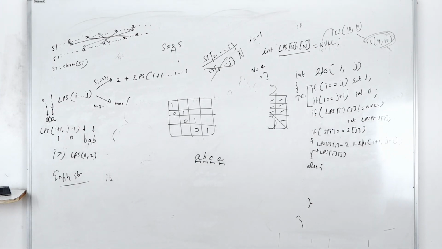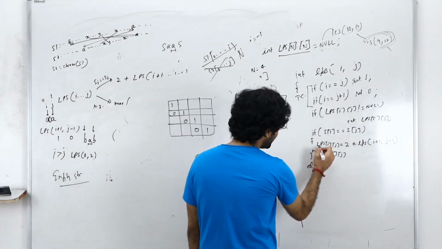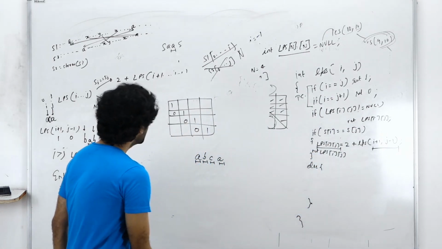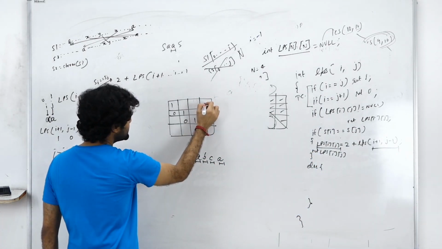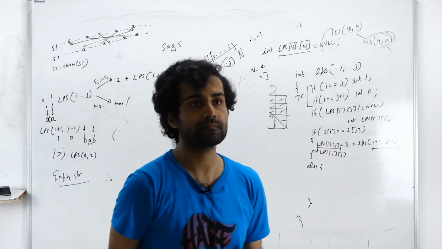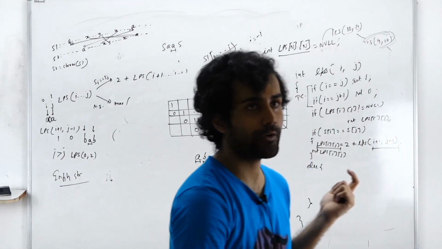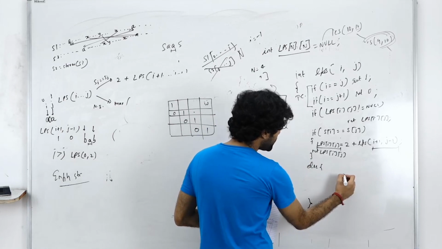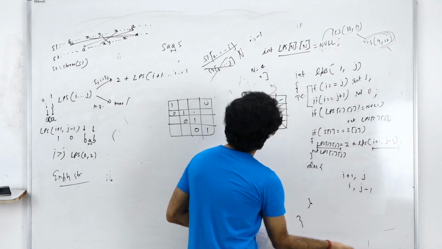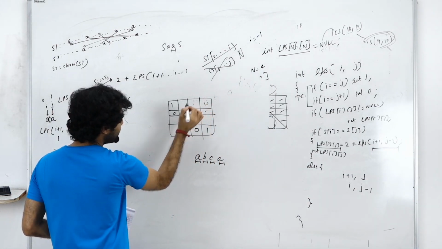Now if you take a look at the recurrence relation, my answer for LPS(i, j) is dependent upon (i+1, j-1). So if this is (i, j), can I say this is the cell (i+1, j-1)? Right? And in the second case, it depended upon (i+1, j) and (i, j-1). Now if this is (i, j), can I say that this thing is (i+1, j) and this thing is (i, j-1)?